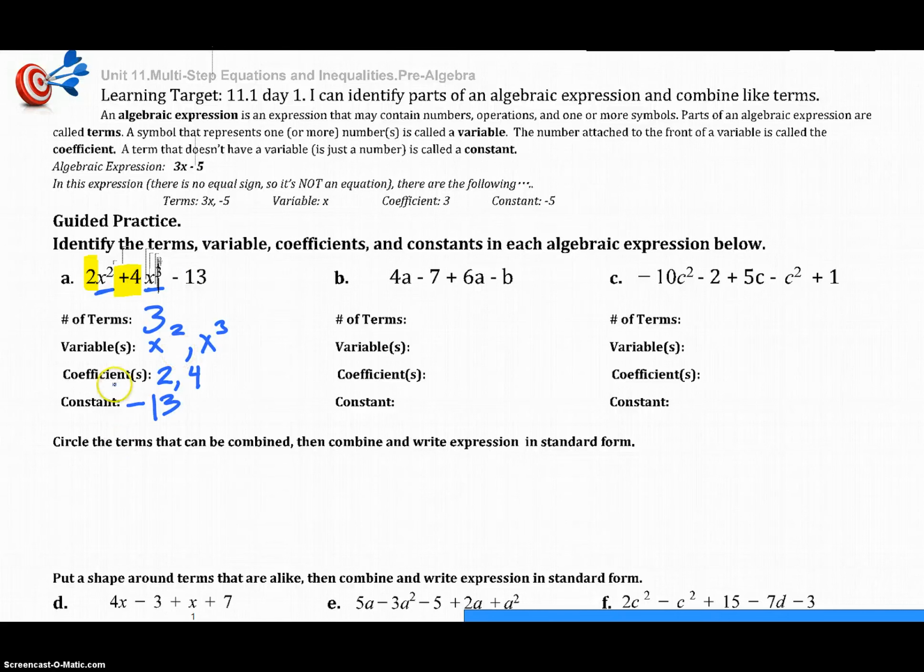Okay, so you should have 3 terms, x squared and x cubed as your variables, coefficients of 2 and 4, and your constant of negative 13. The terms that can be combined, I cannot combine any of these. None of them are alike.